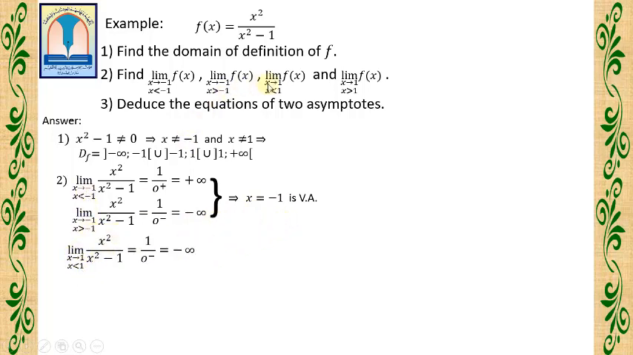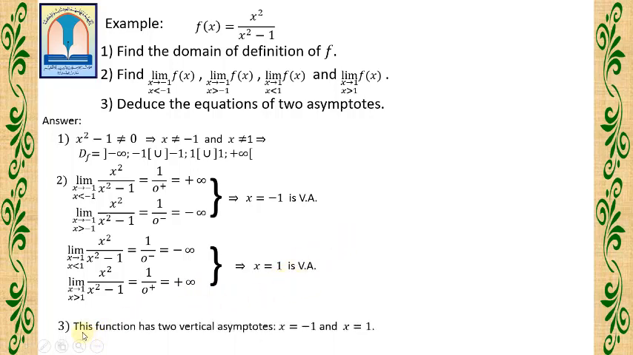Now we take the limit as x tends to 1 and x is less than 1 for the function. We get 1 over 0 minus, which is minus infinity. And limit as x tends to 1 and x is greater than 1, we get 1 over 0 plus, which is plus infinity. So x equals 1 is a vertical asymptote. Then this function has two vertical asymptotes, x equals minus 1 and x equals 1.